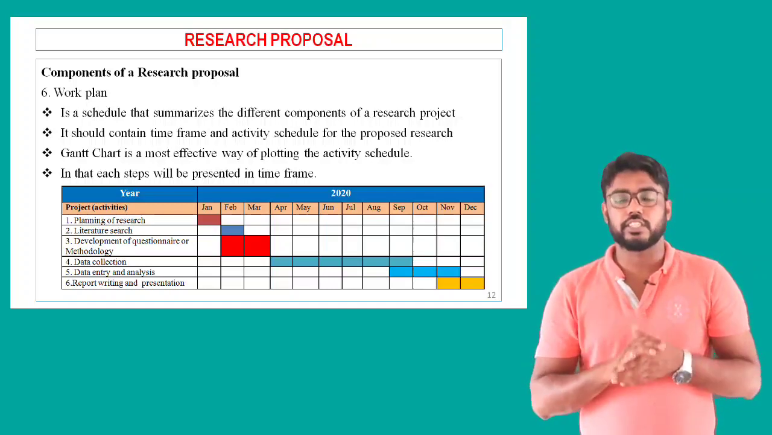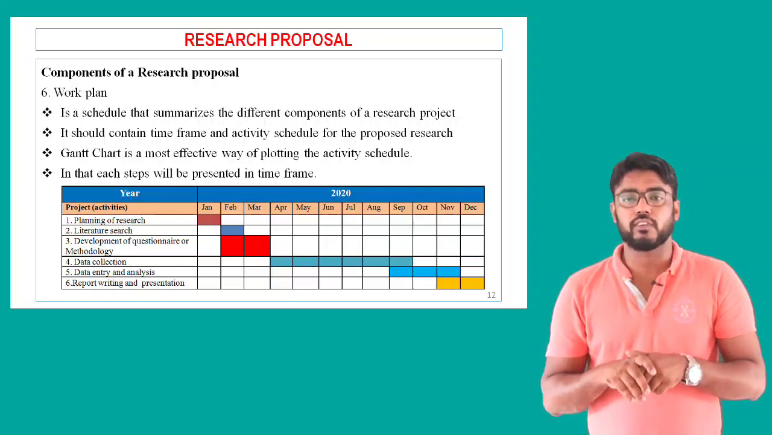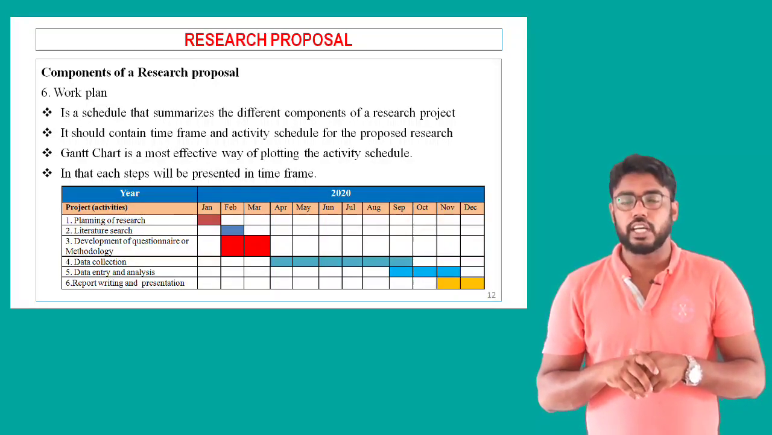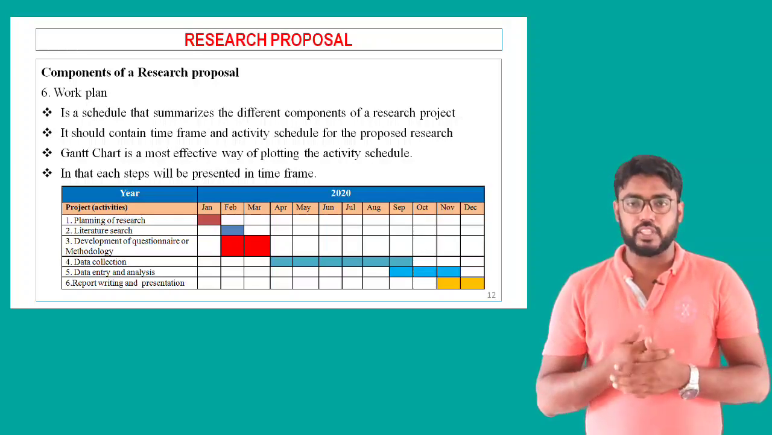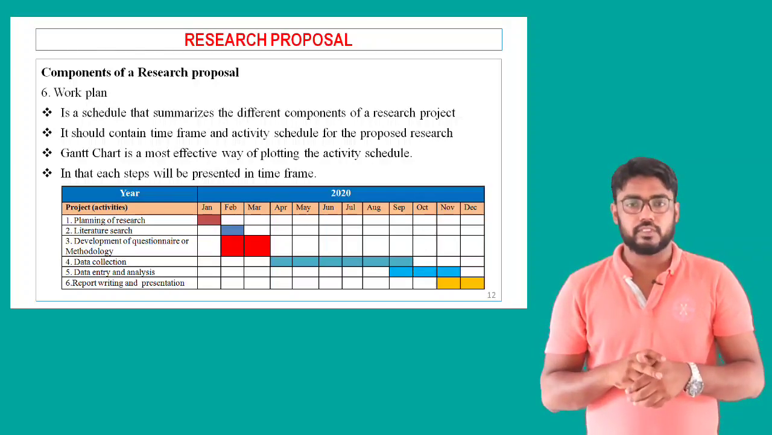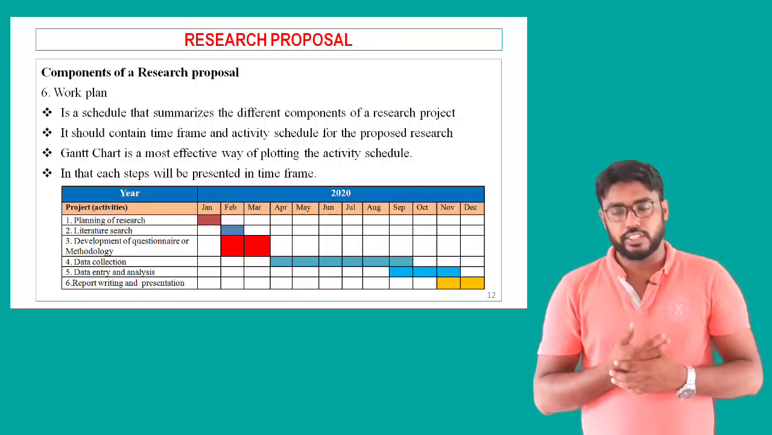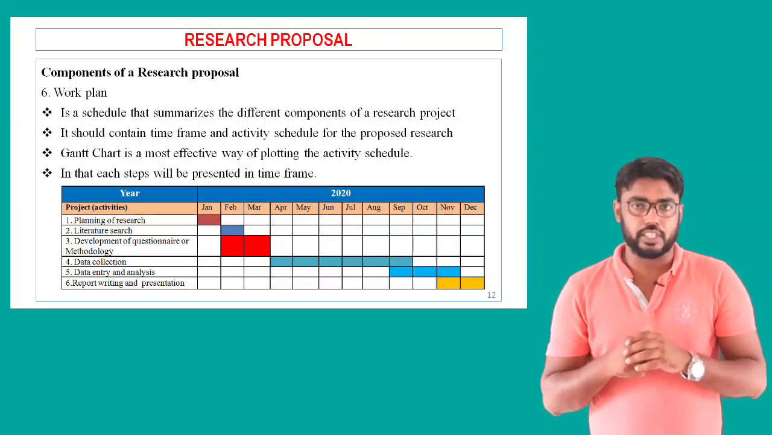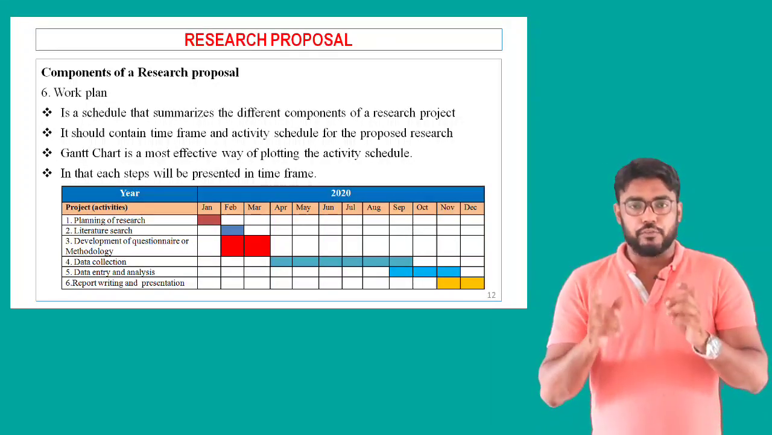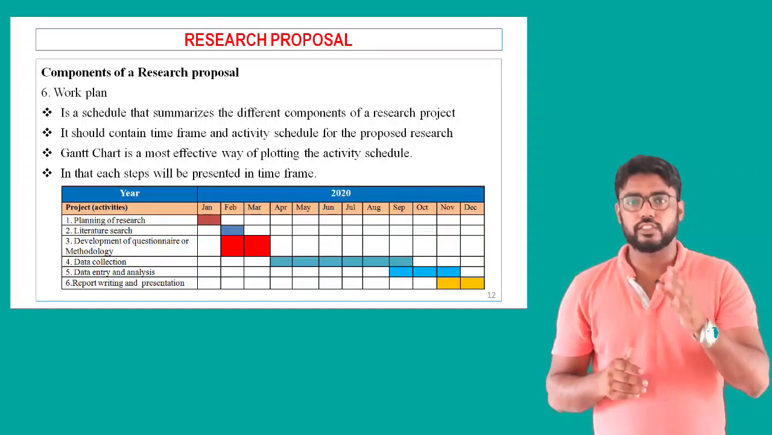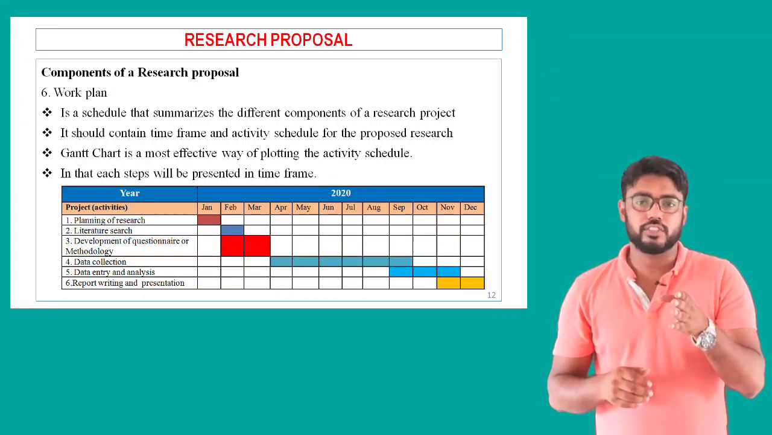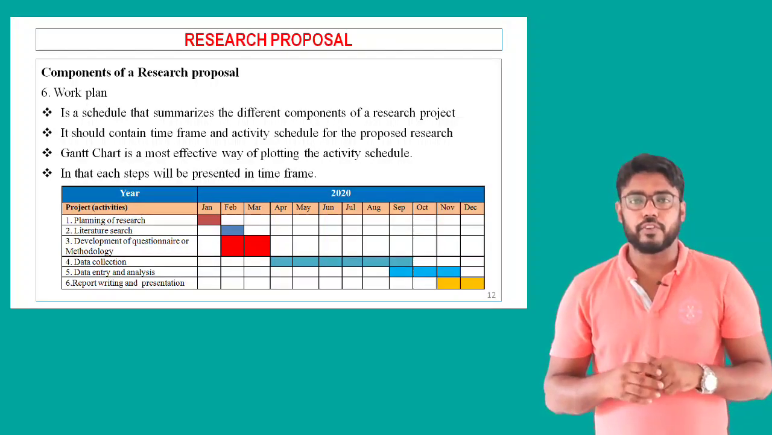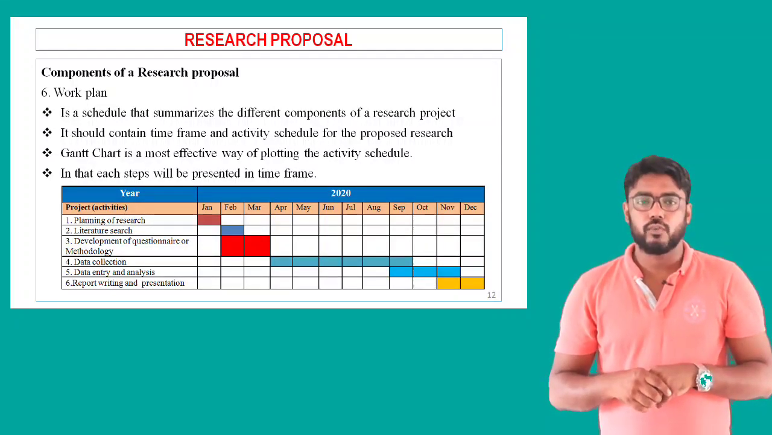A Gantt chart is the most effective way of plotting the activity schedule, and in that Gantt chart, each step will be presented in a time frame. Here you can see different activities, planning research, everything, and you have given a time frame there. This is about the work plan.